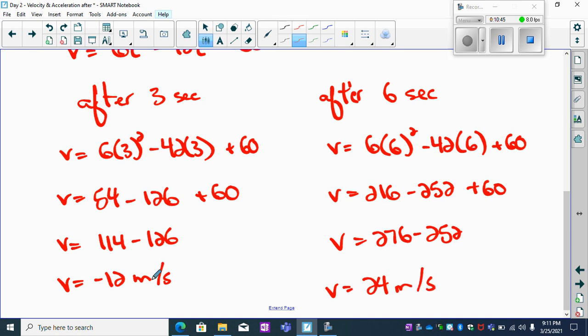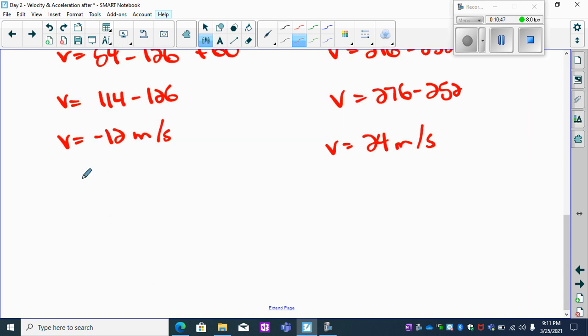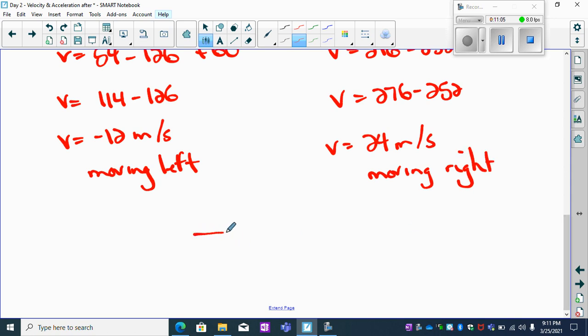Now again, a negative velocity, we can assume the particle's moving left. Didn't ask for that, but that's what it means. And this is a positive velocity, which indicates the particle is now moving right. So a lot of times, if they ever ask you to draw these, you'll see that the particle may go to the right and then to the left and then back to the right. This kind of thing.